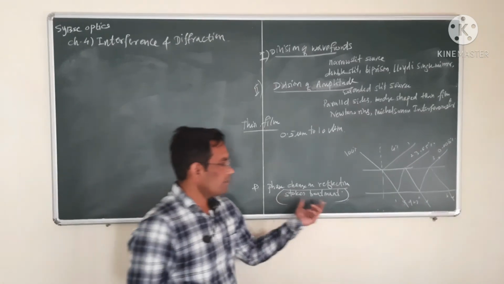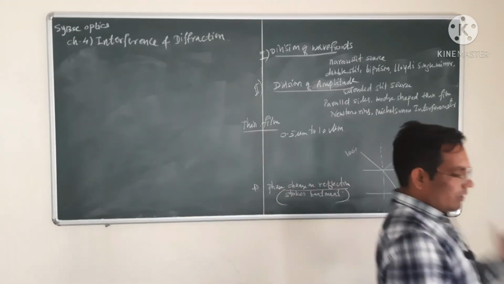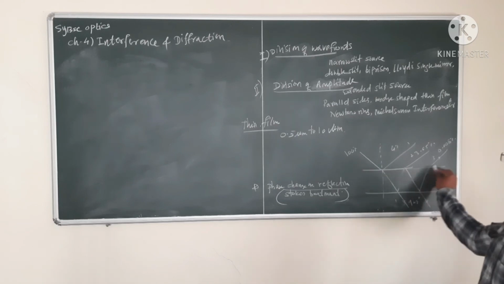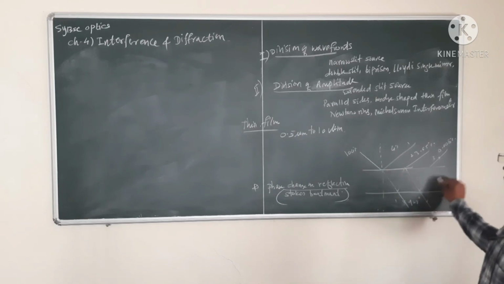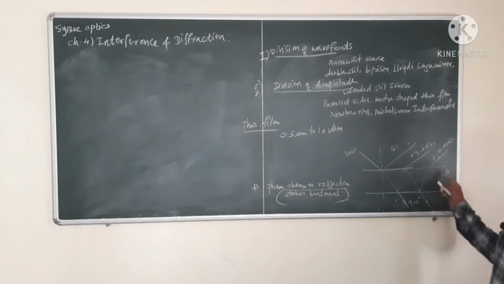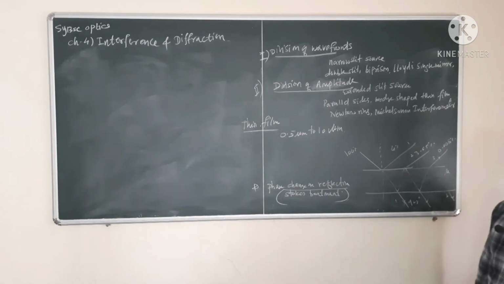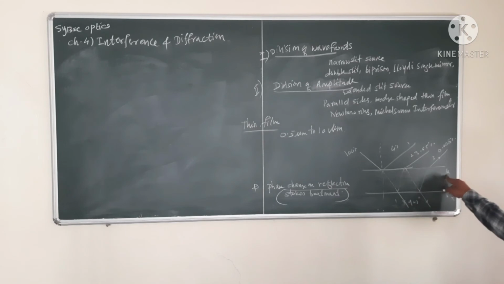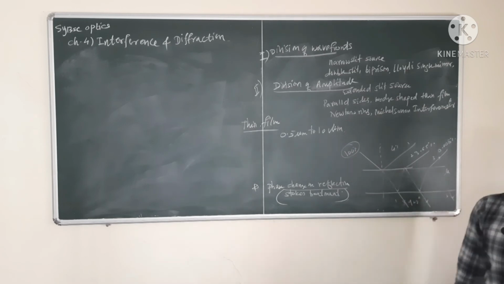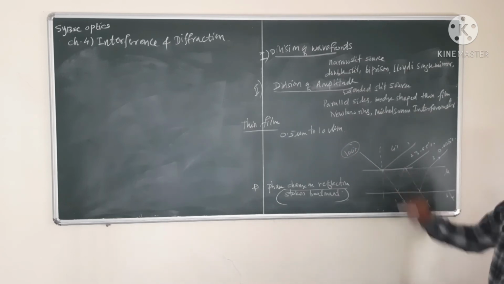So before that, here I have drawn a thin film. This is a thin film of any material which has refractive index mu. Refractive index is a very important factor for studying interference and diffraction of any material. Suppose light having intensity 100% is incident at this point.